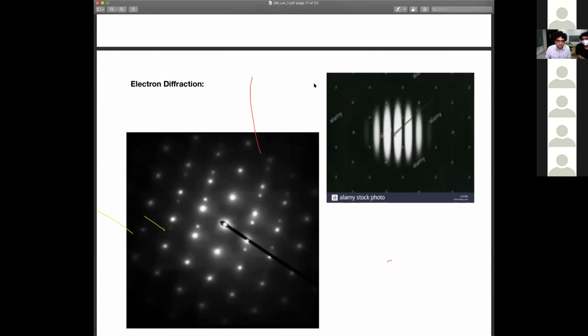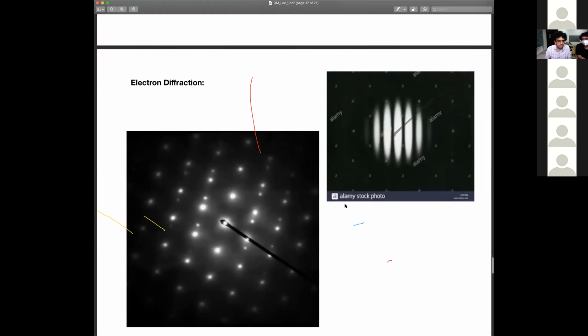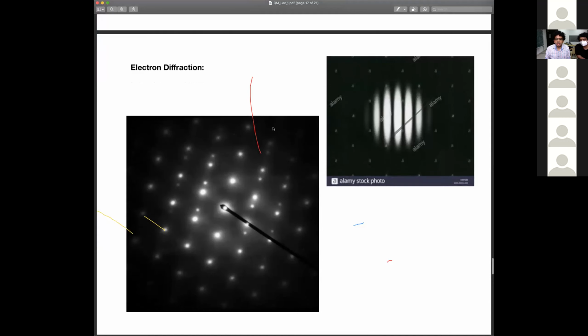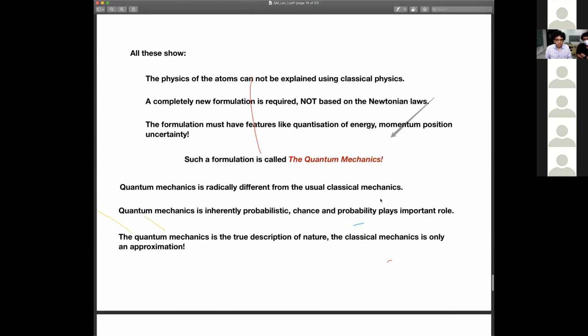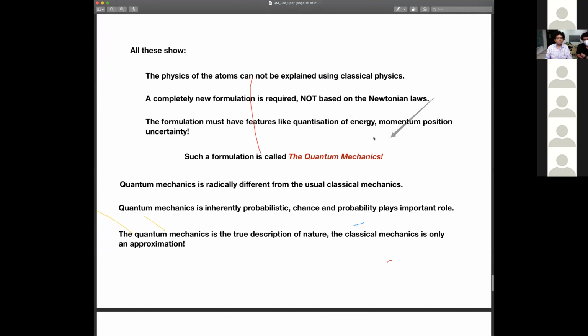So have this on standby. I will talk about this more in tomorrow's lecture. But basically, there is very strong experimental evidence from the early 20th century that told you that fundamental physics is basically not classical but quantum mechanical. So what is the point of all these things? The physics of atoms cannot be explained using classical mechanics.